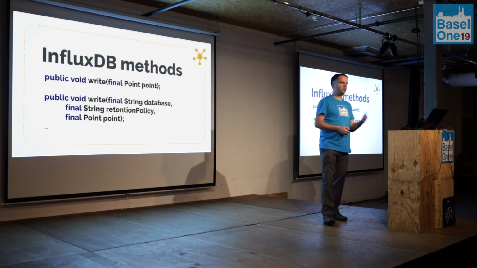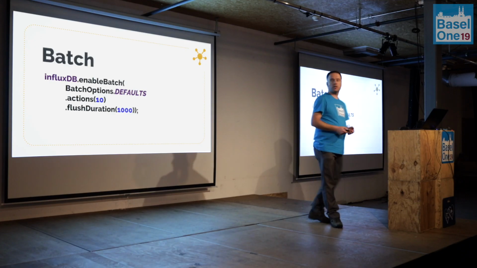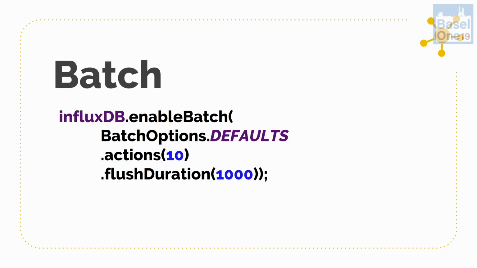And so this is for sending one point at a time. If you have a lot of points and you send a lot of points to the database in a small amount of time, then probably it's good to use the batch mode to bundle a set of points and send them to the database at once to increase the performance. And you can do that with this option. So this will try to retrieve 10 actions and flush after, I believe this is 1 second.